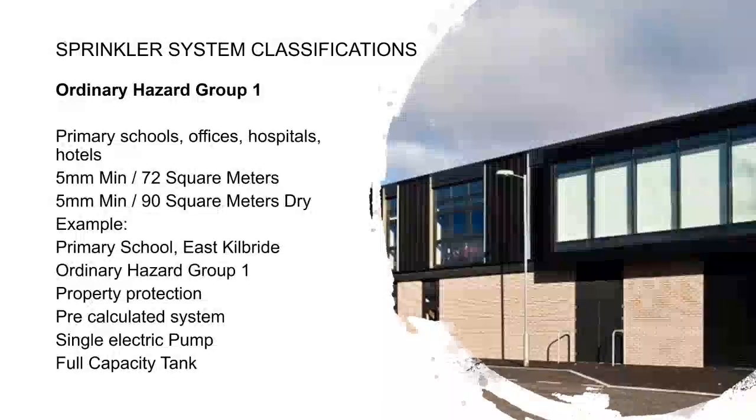So this one here is a primary school in East Kilbride, near Glasgow. Ordinary hazard group 1, that was property protection. It was a pre-calculated system, which is predetermined pipe sizes and tables, and predetermined pump sizes and tank sizes you get from tables. That one had a single electric pump and a full capacity tank.